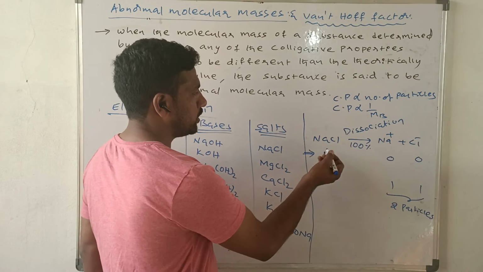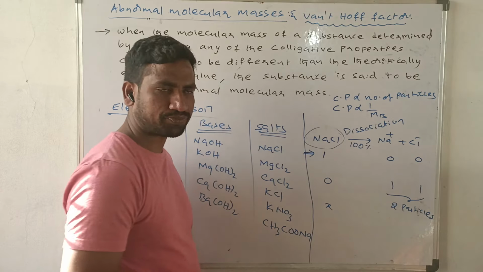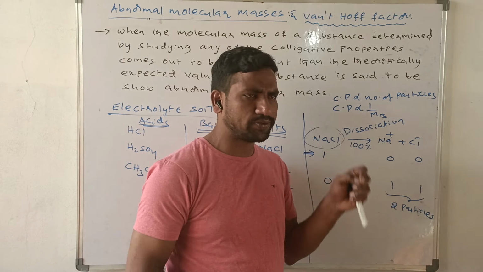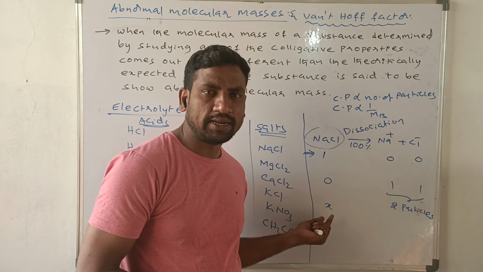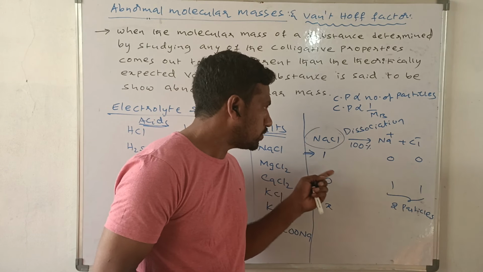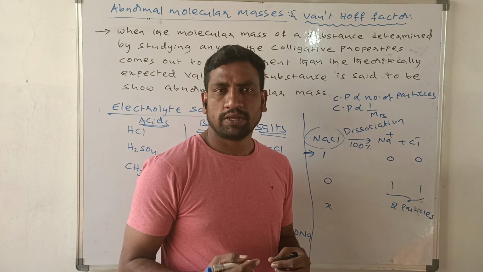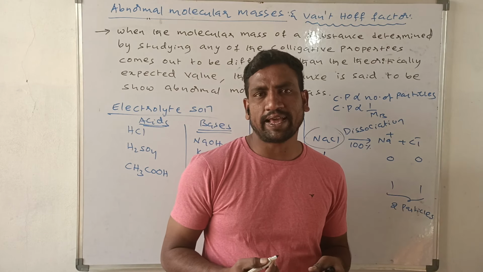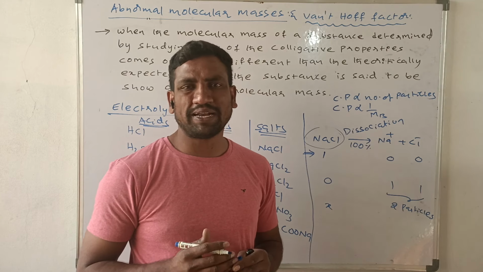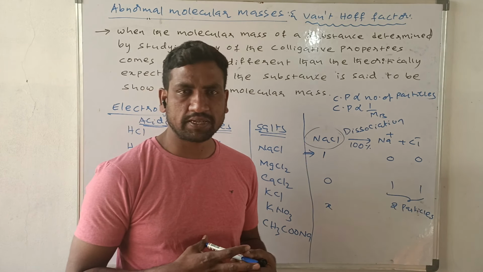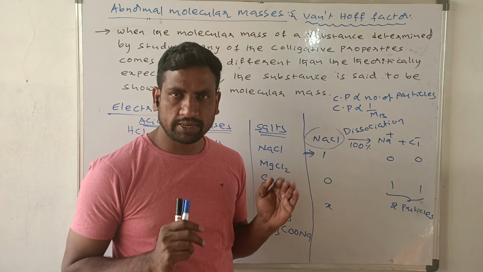For example, for sodium chloride, if the molecular mass is expected to give a colligative property value of x, when it undergoes complete dissociation, because of the 100% dissociation the colligative property is doubled compared to the expected value. So colligative properties increase in the case of electrolytes.